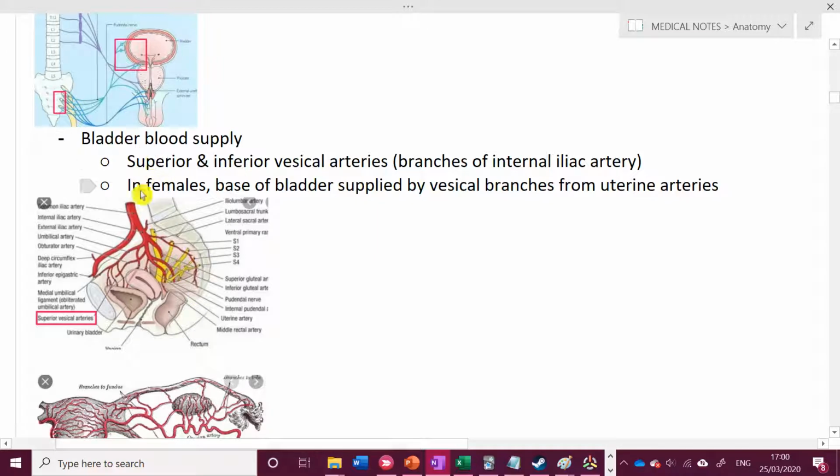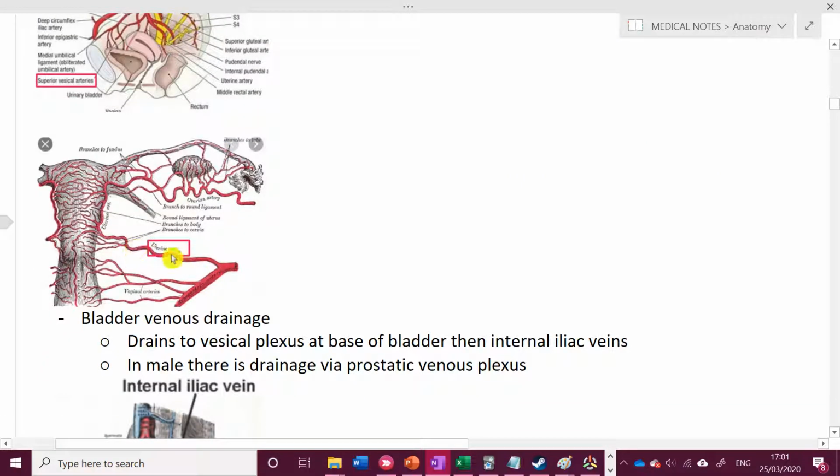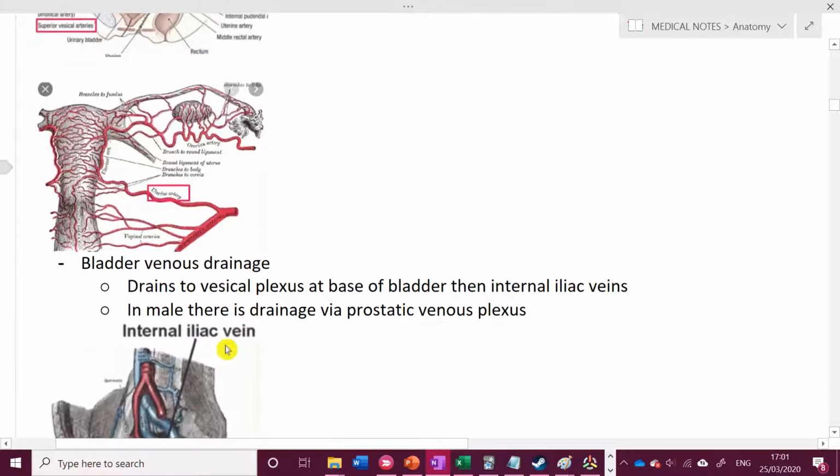So the blood supply of the bladder: there are superior and inferior vesical arteries, which are branches of the internal iliac artery. You can see here the common iliac artery on both sides, and that bifurcates into the internal and external iliac artery. The bladder is supplied by branches of the internal iliac artery, the superior and inferior vesical arteries. And in females, the base of the bladder is supplied by vesical branches from the uterine arteries, which are here. See the uterine artery here as well, another branch of the internal iliac.